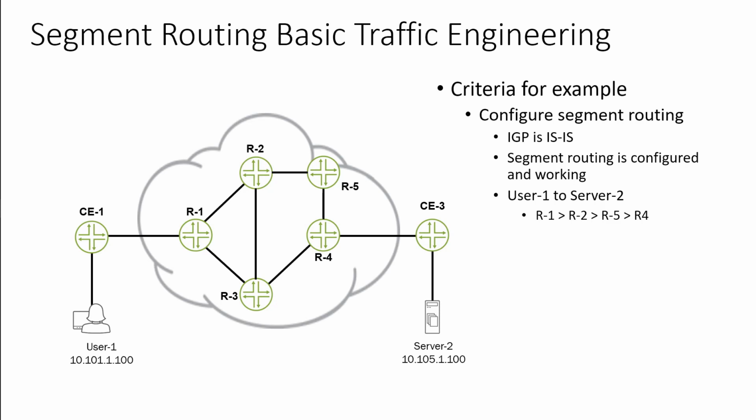So with this topology, we have ISIS configured as the IGP, and segment routing is configured and working, but it's only working in the aspect of traffic following the shortest path. So with user 1, right now, traffic being sent to server 2 is going to go to R1, then to R3, then R4 to get to CE3.